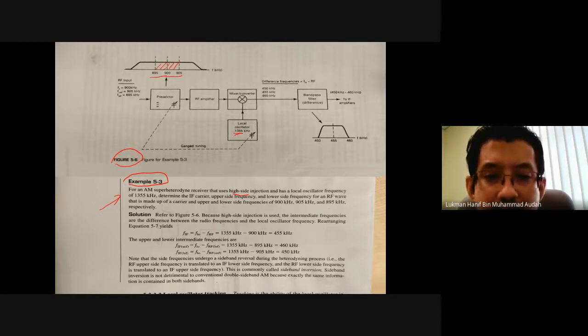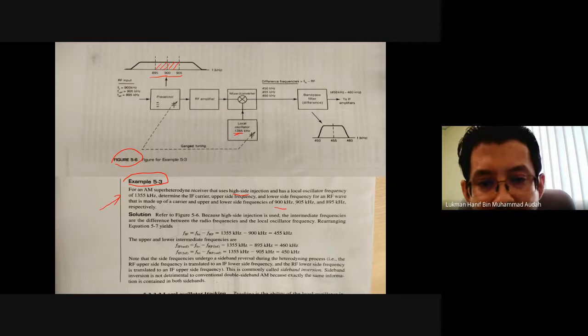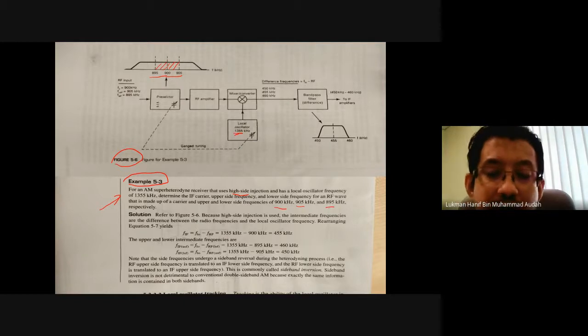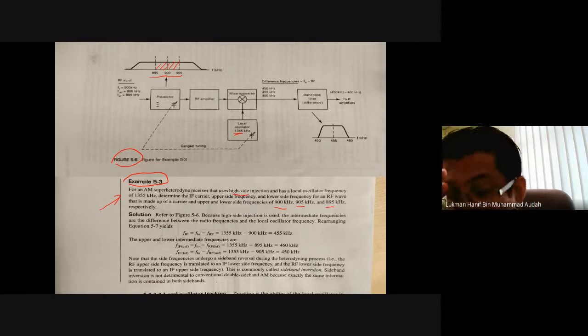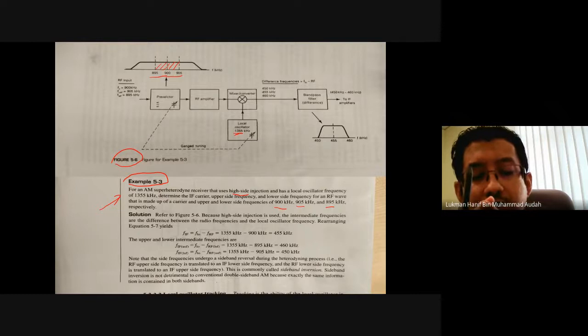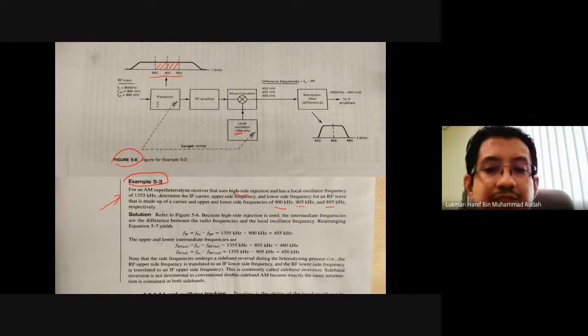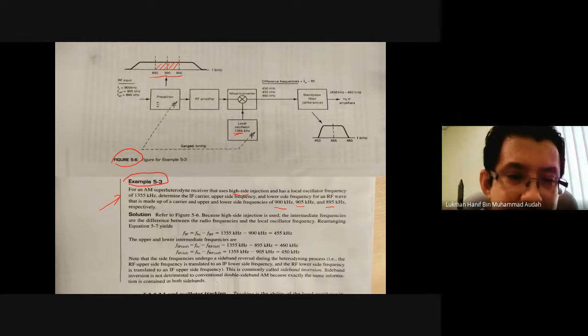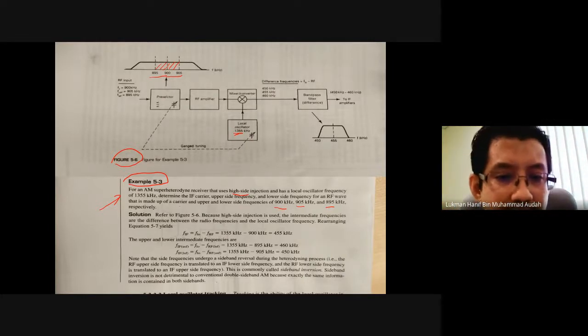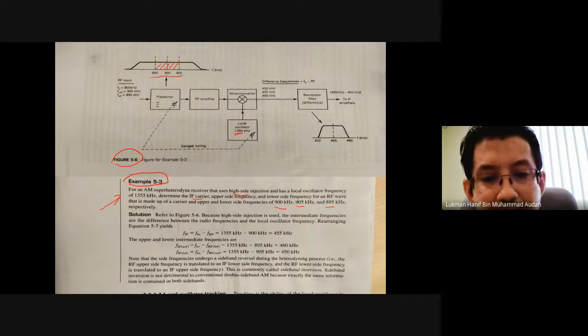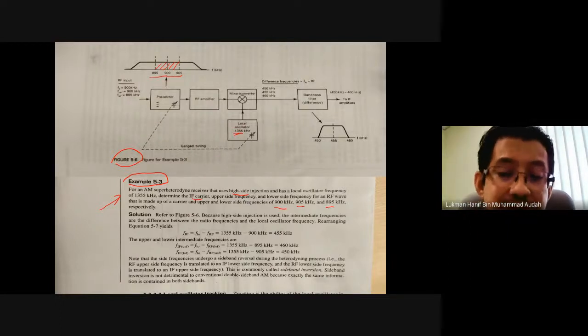And the lower frequency side for an RF wave is made up of a carrier, upper and lower frequencies. So that means a carrier terletak pada 900 kHz. Upper frequency is 905 kHz. Lower frequency is 895 kHz. So ini adalah boleh dikatakan seperti double sideband full carrier. We have the carrier component, we have the lower sideband, we have the upper sideband. And the question asks, determine the IF carrier, IF upper side frequency and IF lower side frequency.